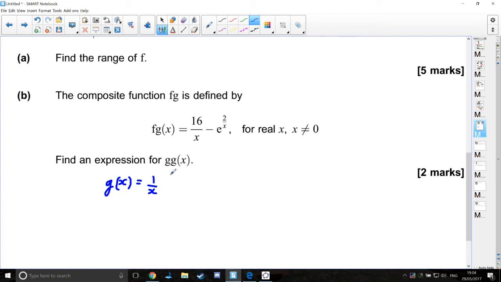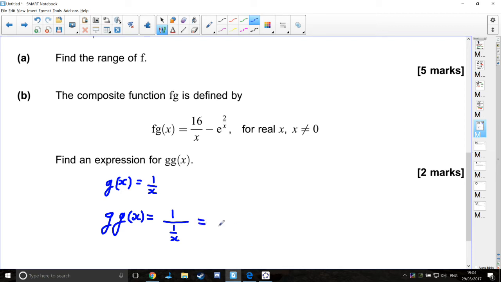So if I want gg of x, that means I put 1 over x into 1 over x. So gg of x is 1 over 1 over x. Huh.